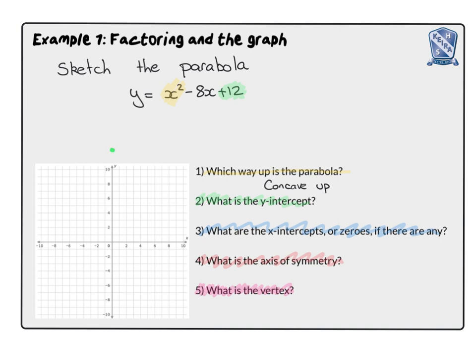The next question is what are the x-intercepts or zeros? Here, it's best to factorize. So we need to be really good at working out what our zeros are. To do that, we need to factorize the equation and then find when y equals 0 to find these two values.